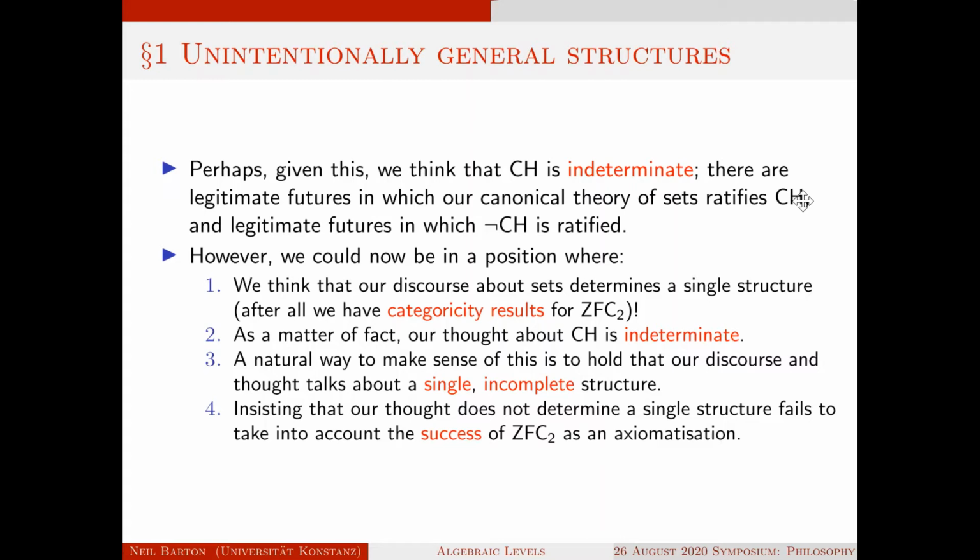And insisting that our thought does not determine a single structure fails to take into account the success of ZFC2 as an axiomatization and the fact that we have these quasi-categoricity theorems. And insisting instead that we do talk about a single structure with determinate properties, that would give us the conclusion that one of these futures is illegitimate, which perhaps we don't want to countenance.